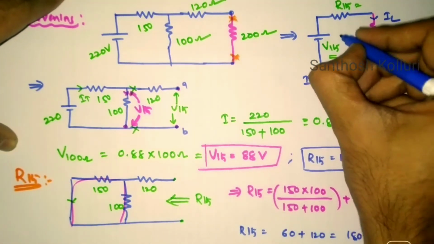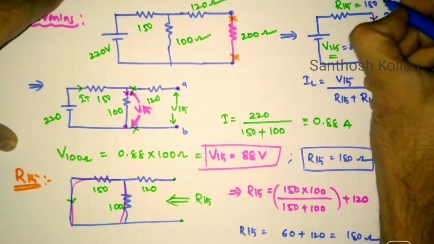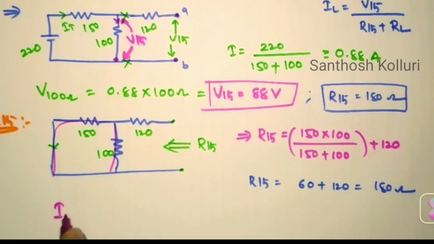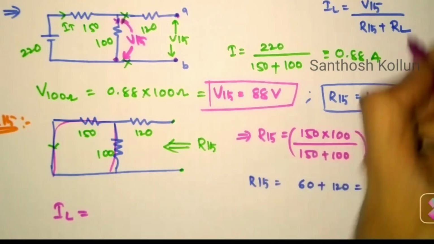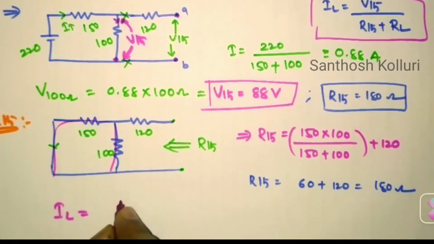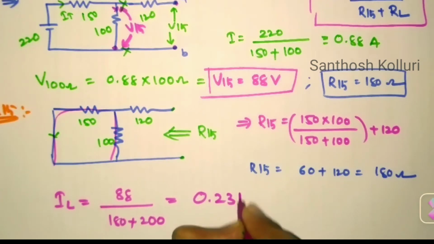So here this V Thevenin is 88 volts and R Thevenin is 180 ohms. Then I can calculate the load current IL using this formula. V Thevenin is nothing but 88 divided by 180 plus the load resistance of 200 ohms. So this can be my load current, 0.231 amperes.